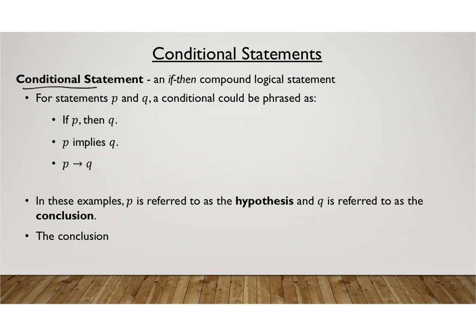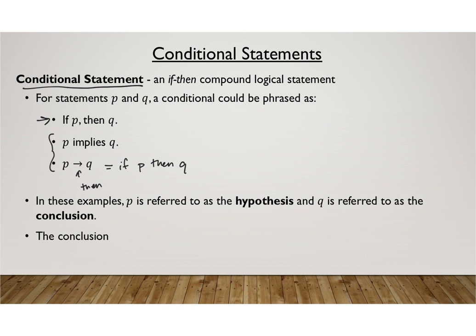Again, here is the reminder that P and Q are the variables used. Most conditional statements are most commonly phrased as "if P, then Q." But these are other common examples if you see them in your book or in a definition. P implies Q, and then this arrow also means then. So this one is read as "if P, then Q."